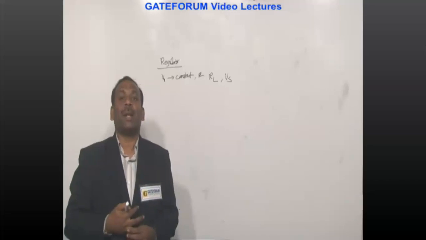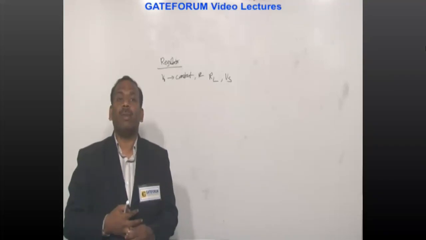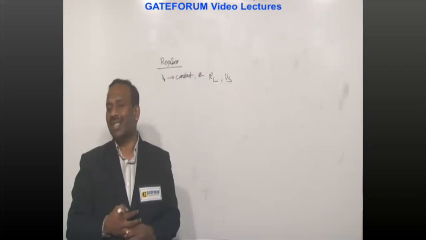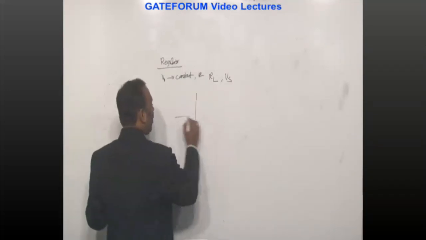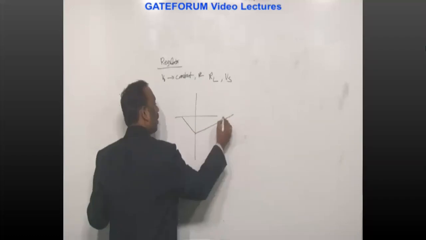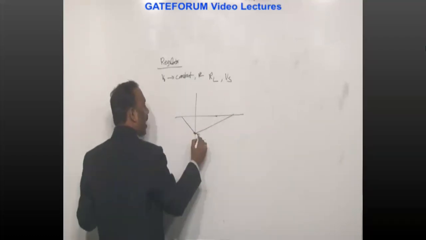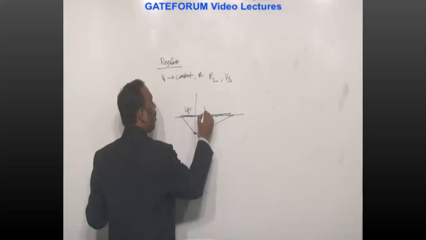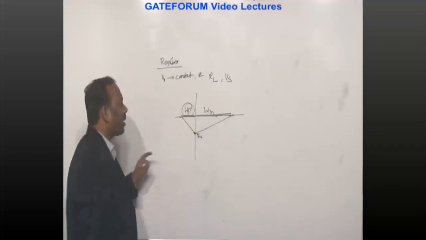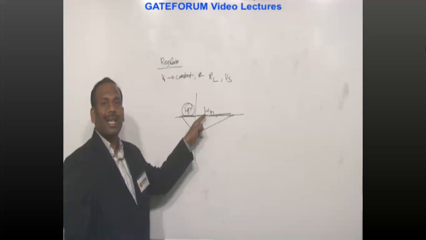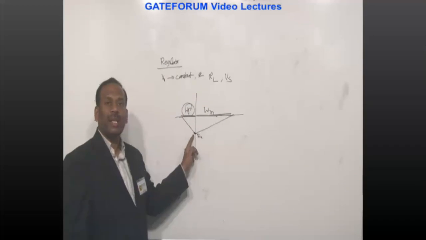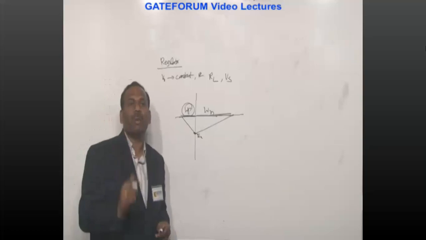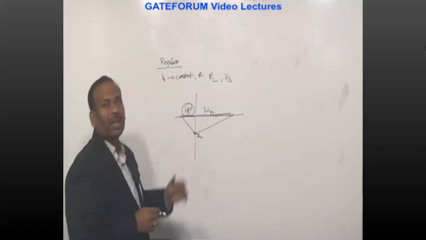Next one. Sir, will the electric field be maximum at the center even if one side is lightly doped and the other side is heavily doped? Yes. Let us take an example. Here the electric field is maximum. This is WN, this is WP. Suppose the P-type semiconductor is heavily doped and the N-type semiconductor is lightly doped. Still, the electric field is maximum at the junction. So, irrespective of the doping level, the electric field will be maximum at the junction, that is, at the center.